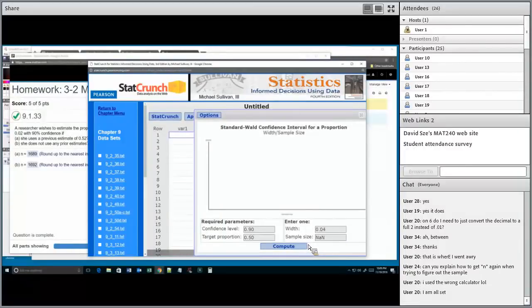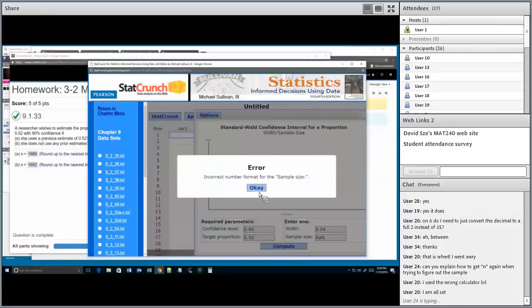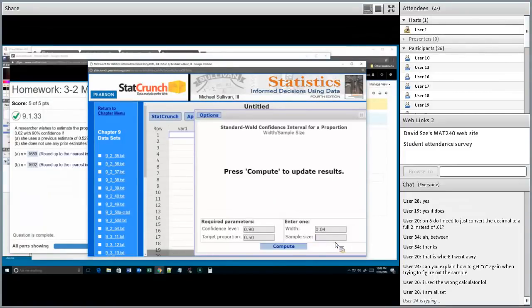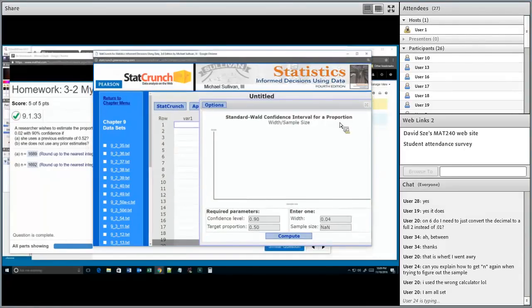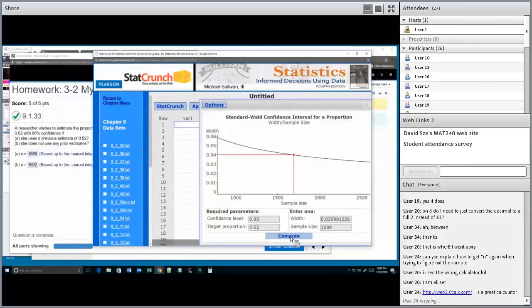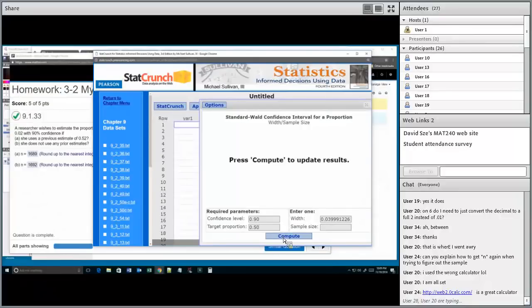And what just happened? Target proportion is 50, confidence interval. Really? Okay, that's odd. 90%. It really did this. Okay. That's really odd.